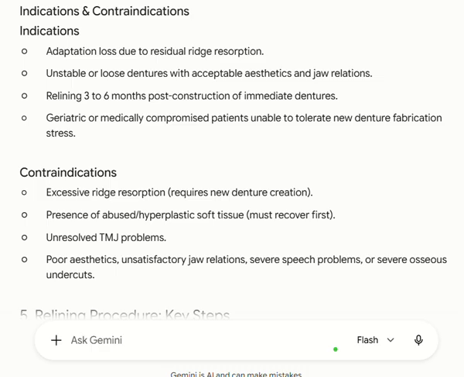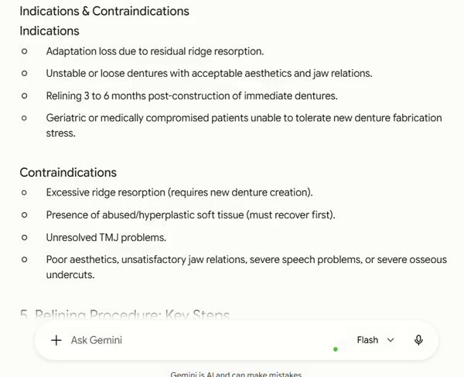Contraindications: excessive ridge resorption, requires new denture creation. Presence of abused, hyperplastic soft tissue, must recover first. Unresolved TMJ problems. Poor aesthetics, unsatisfactory jaw relations, severe speech problems, or severe osseous undercuts.